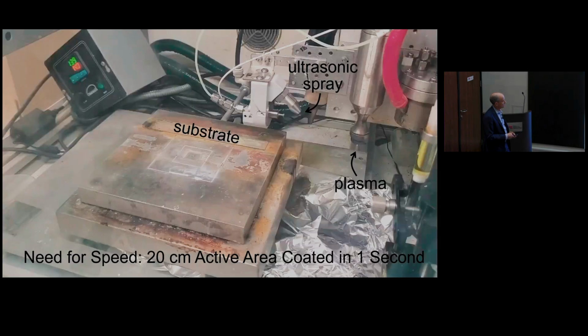And then, as I've already mentioned, we use the ultrasonic sprayer and then the plasma to actually cure the films. So here's an example of how it works. This is a substrate here. This is about 20 centimeters long, 2 centimeters wide. Here is the ultrasonic spray nozzle. Here is the plasma over here.